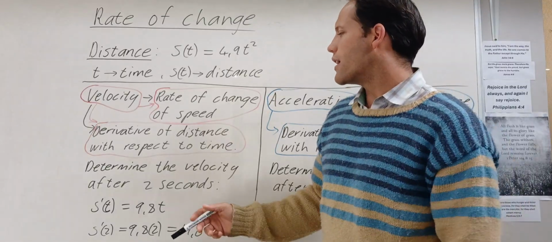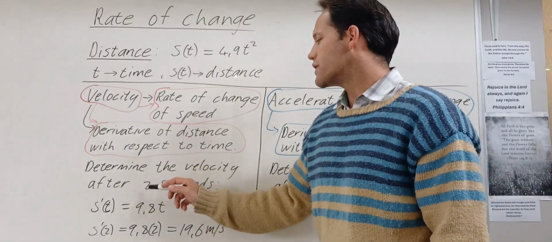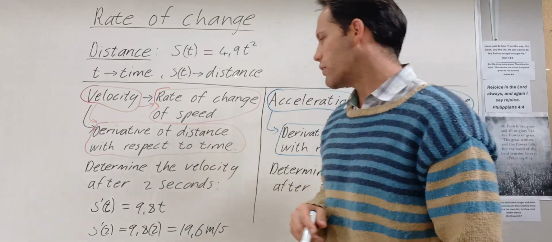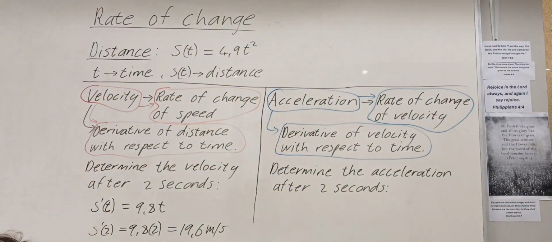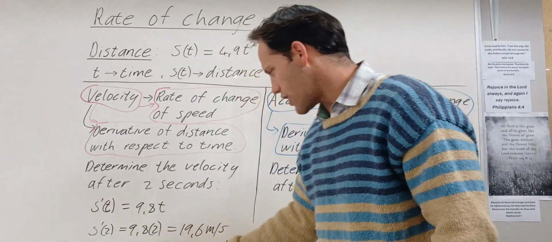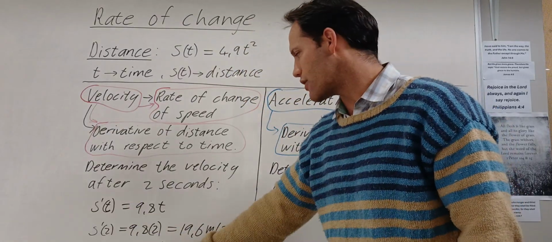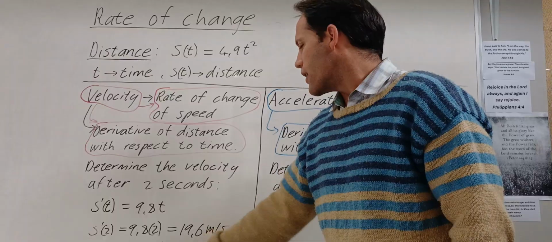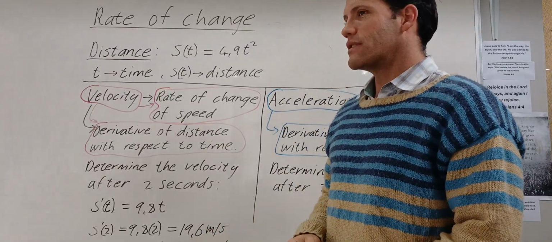Let's say the question was determine the velocity after 7 seconds. Okay, what are you going to do then? Then you're going to say after 7 seconds, it's going to be s'(7), 9,8 times 7. And then you can get the speed after 7 seconds. So you're going to get 68,6 meters per second. So after 7 seconds, after you drop the stone, it's going at a very fast speed. At that specific moment, after 7 seconds, it's going to travel at 68 meters per second.